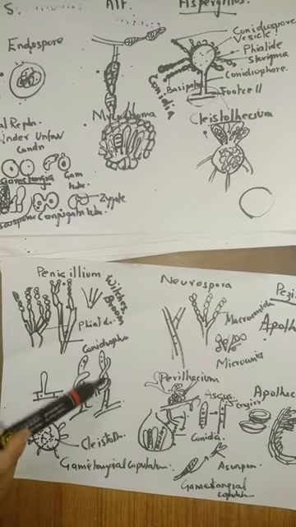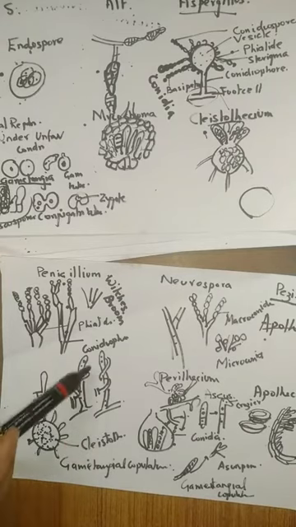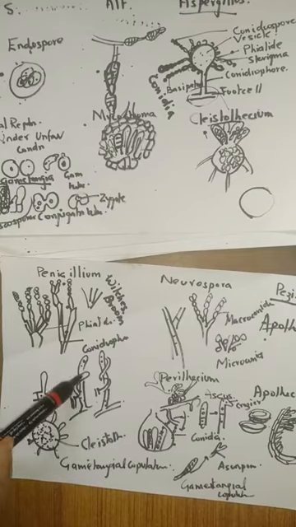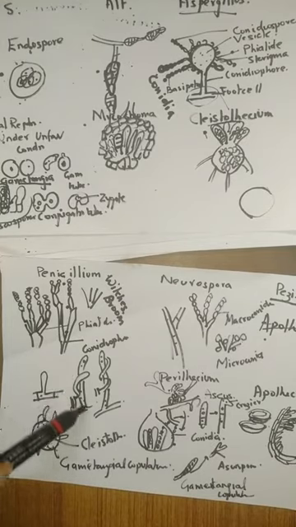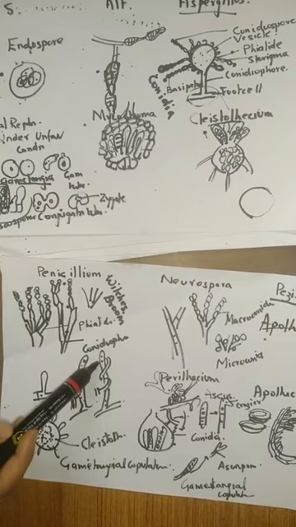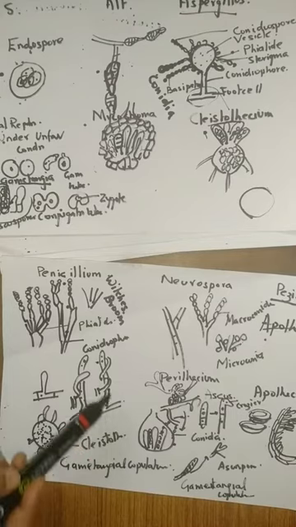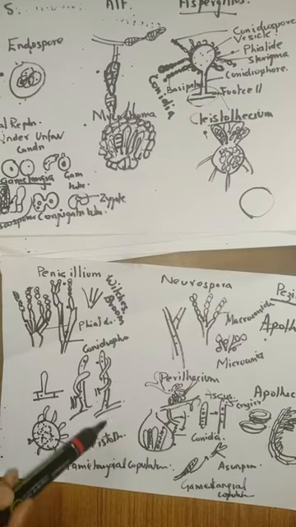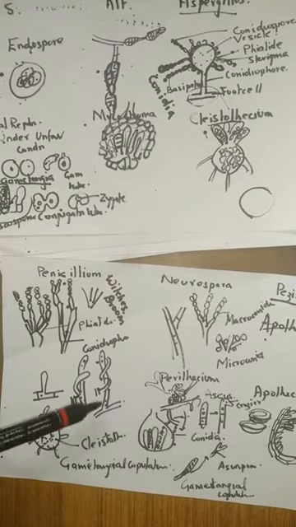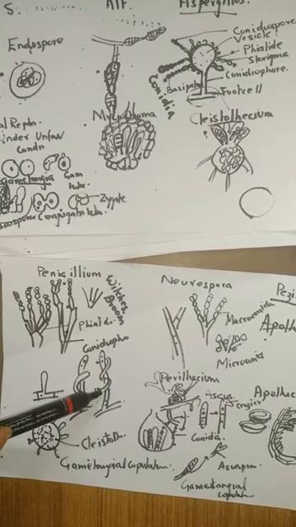Here we see the type of gametangial copulation where this is the male gametangium or antheridium, and this is the female. It twines around the female gametangium, then the nucleus gets fused. Here again we see the crozier formation. The crozier formation is found in case of Neurospora crassa as well as in case of Penicillium.